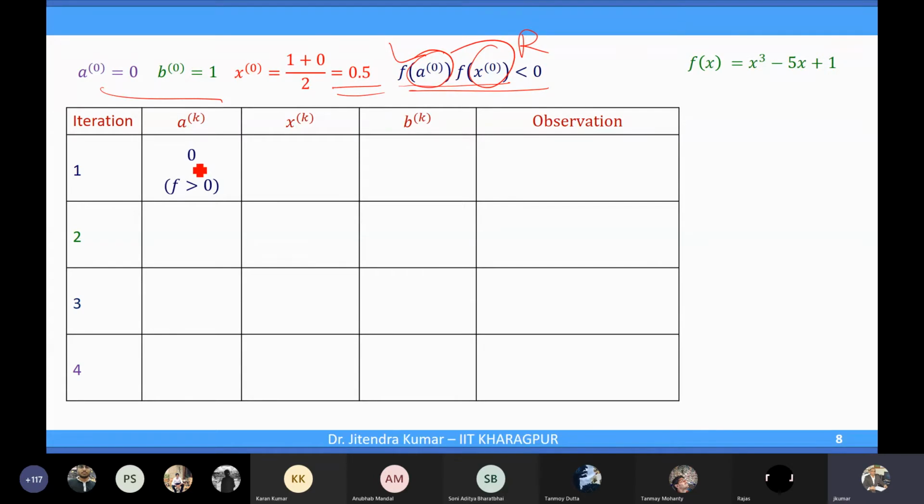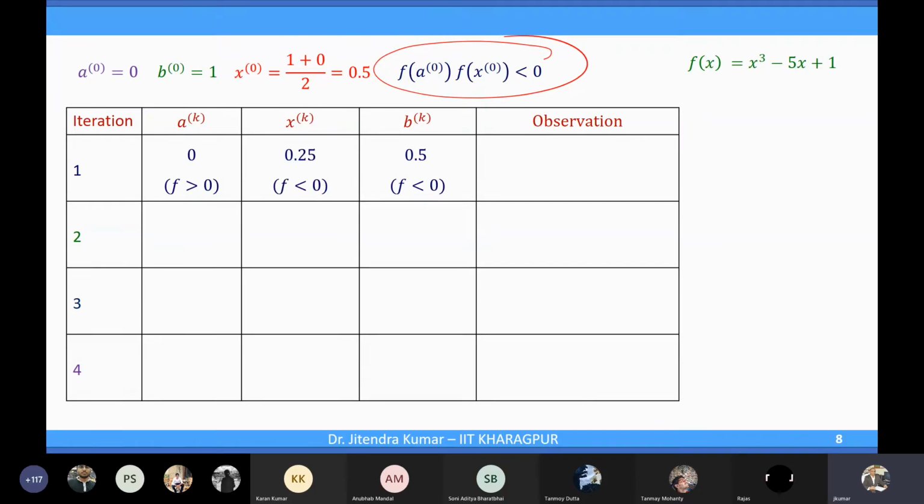So 0 is the new boundary, then 0.5 is the upper boundary. The lower boundary is 0, the upper boundary is 0.5, because of that reason. And then again you go with the middle one. So this is your x1, 0.25.